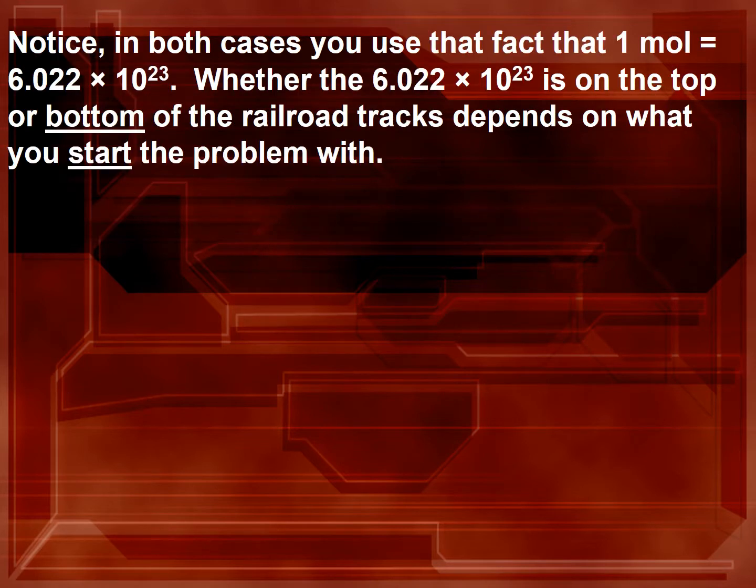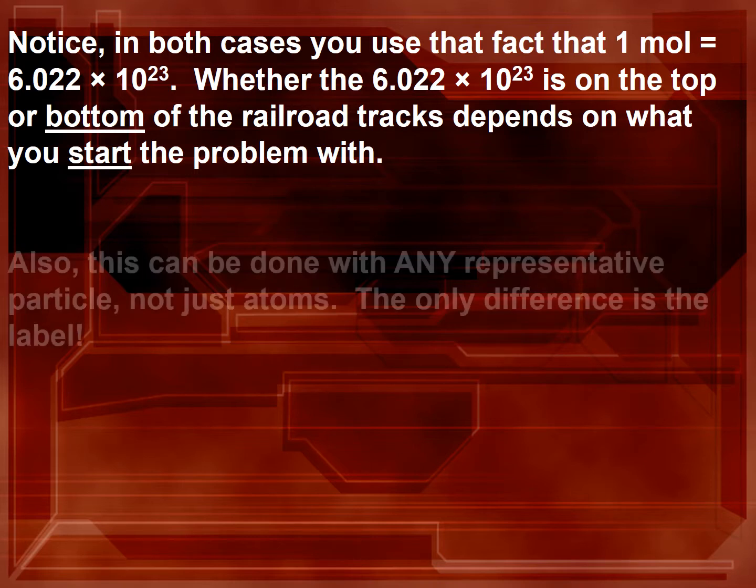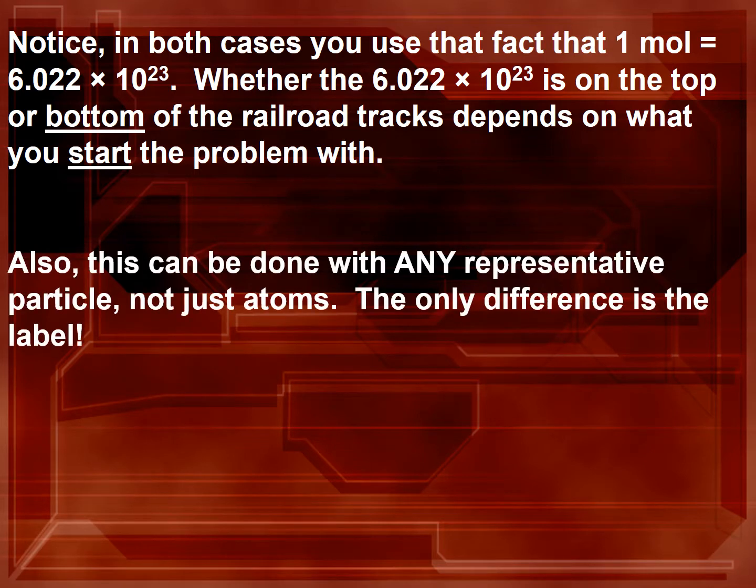Notice in both cases that we use 1 mole is equal to 6.022 times 10 to the 23rd. Whether the number 6.022 times 10 to the 23rd is on the top or bottom of the train tracks depends on what you start the problem with. Also, this can be done with any representative particles, not just atoms. The difference is the label. So we could use molecules, formula units, ions, pretty much anything.